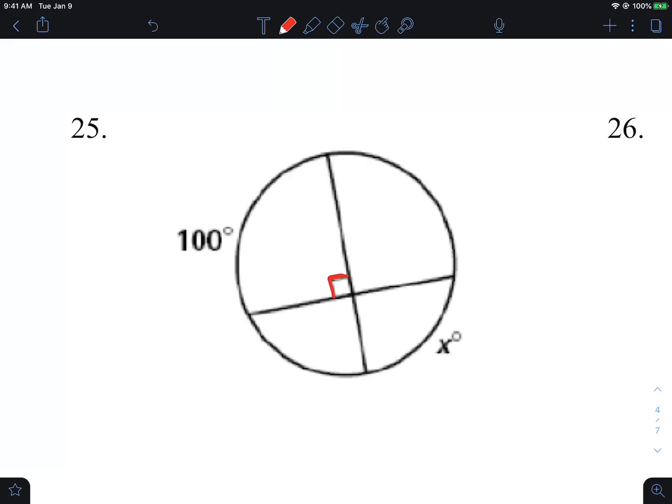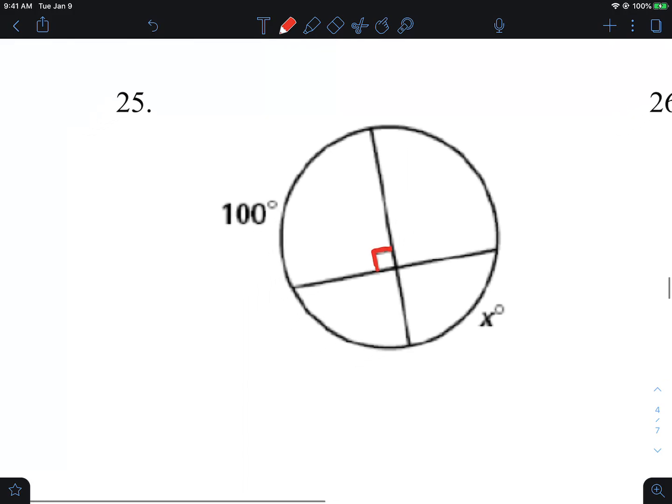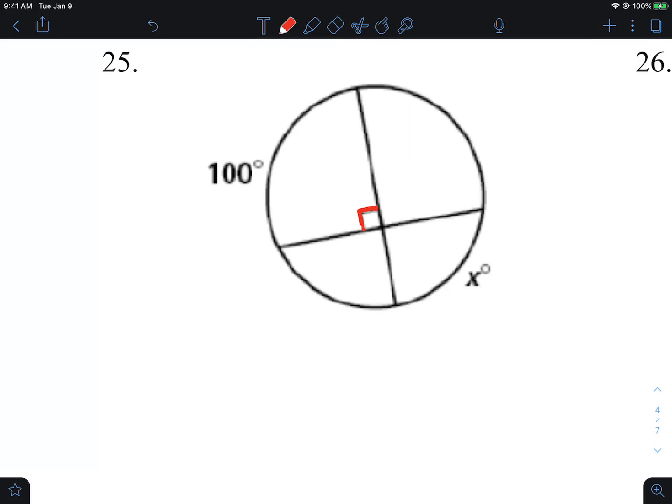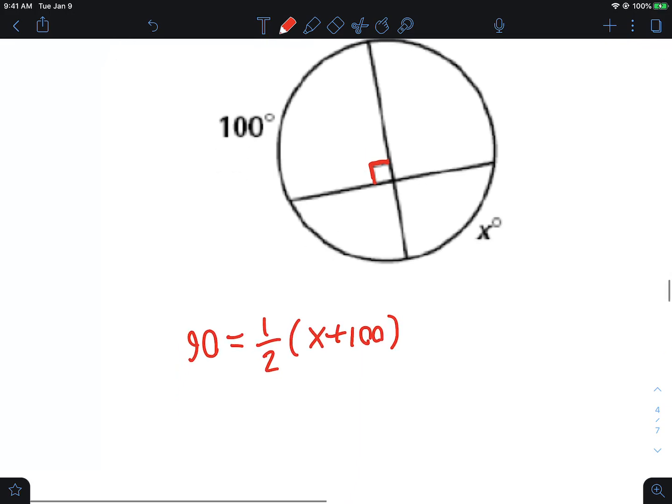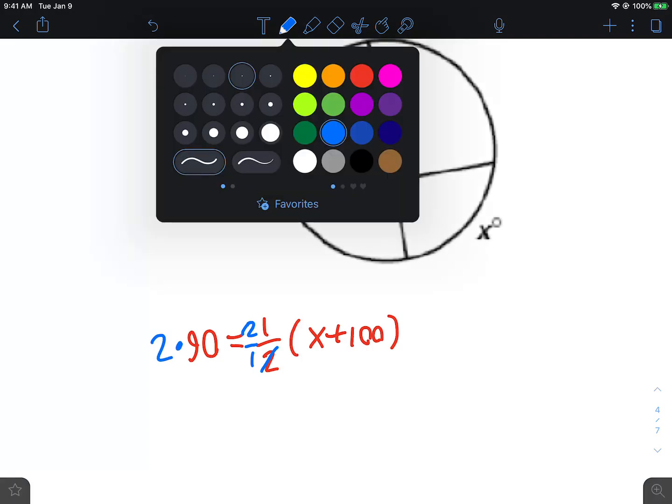This one's a little special because they give you a right angle here in the middle. So we actually know that the final answer equals 90. So what I'm going to do here is write 1/2 and then x plus 100 like that. So basically we're working backwards here on this one. So a couple ways you can get rid of the 1/2. I like to multiply it by 2 right there, and that would cancel out. And you wouldn't have to distribute a fraction if you can cancel out your fraction.